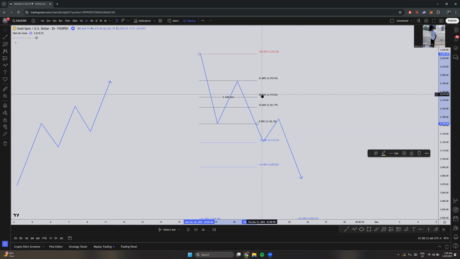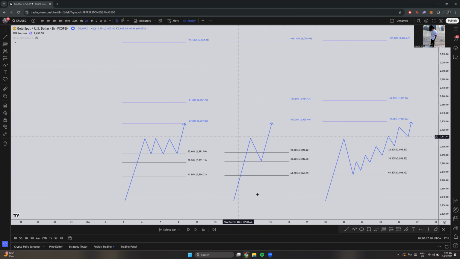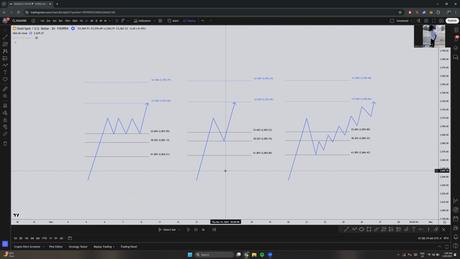All right, so now let me explain the importance of these numbers to you guys. So again, we have three scenarios here now. So the fib levels that I have mapped out here is only really three levels. And I'll explain why it's only three and why these three are the most important.